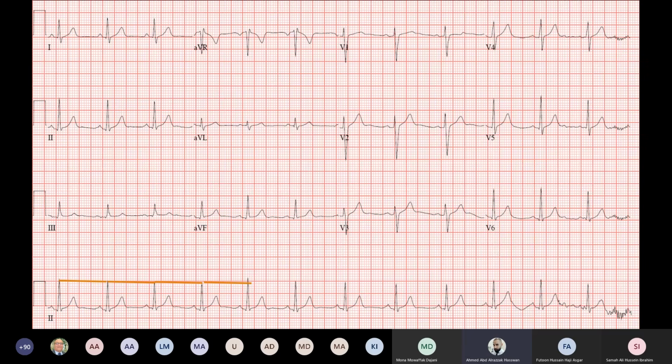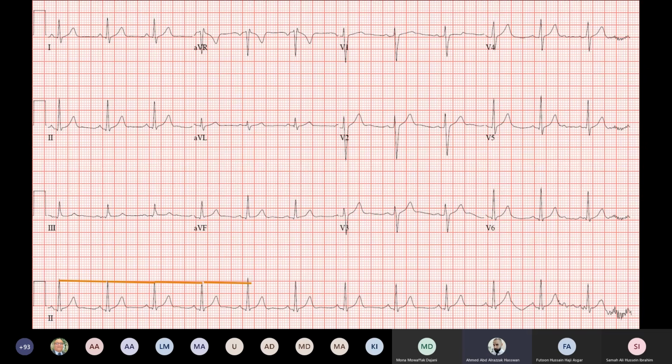Now, first of all, before measuring the rate, we have to answer, is it regular or irregular? And how do we know that? Just go to the rhythm strip and notice the RR interval. So the difference between each QRS complex, is it the same or is it different? What do you think? Can you see this? I put for you the golden lines. It's the same.